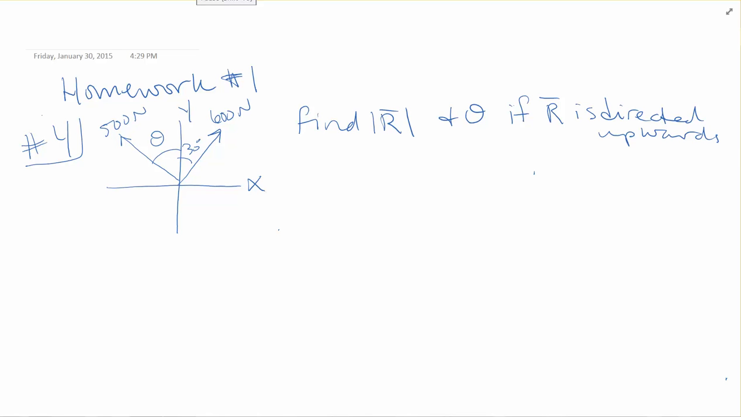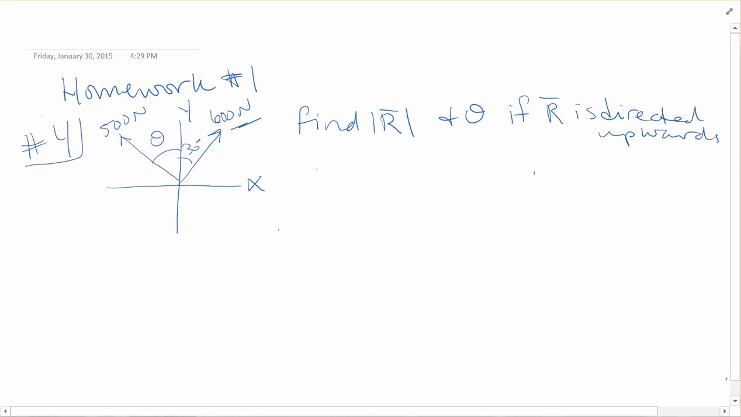Here we have two forces. We've got a 500 Newton force over here and then a 600 Newton force right here. We're going to be finding the magnitude of the resultant force and the angle theta, which is shown, and we want the resultant vector to be directed upwards. So first let's break these two forces into their vector components.